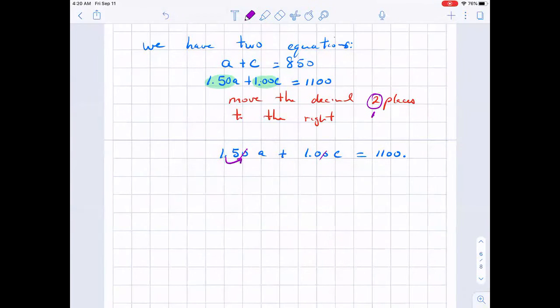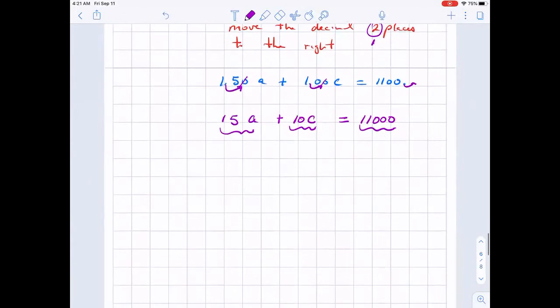So this becomes 1 place value, another, and here you have 1. So if you move it 1, this becomes 15A plus 10C is equal to now 11,000. If you wanted to move it 2, you'll have 150A, 100C, and 110,000. Just that the numbers are bigger.